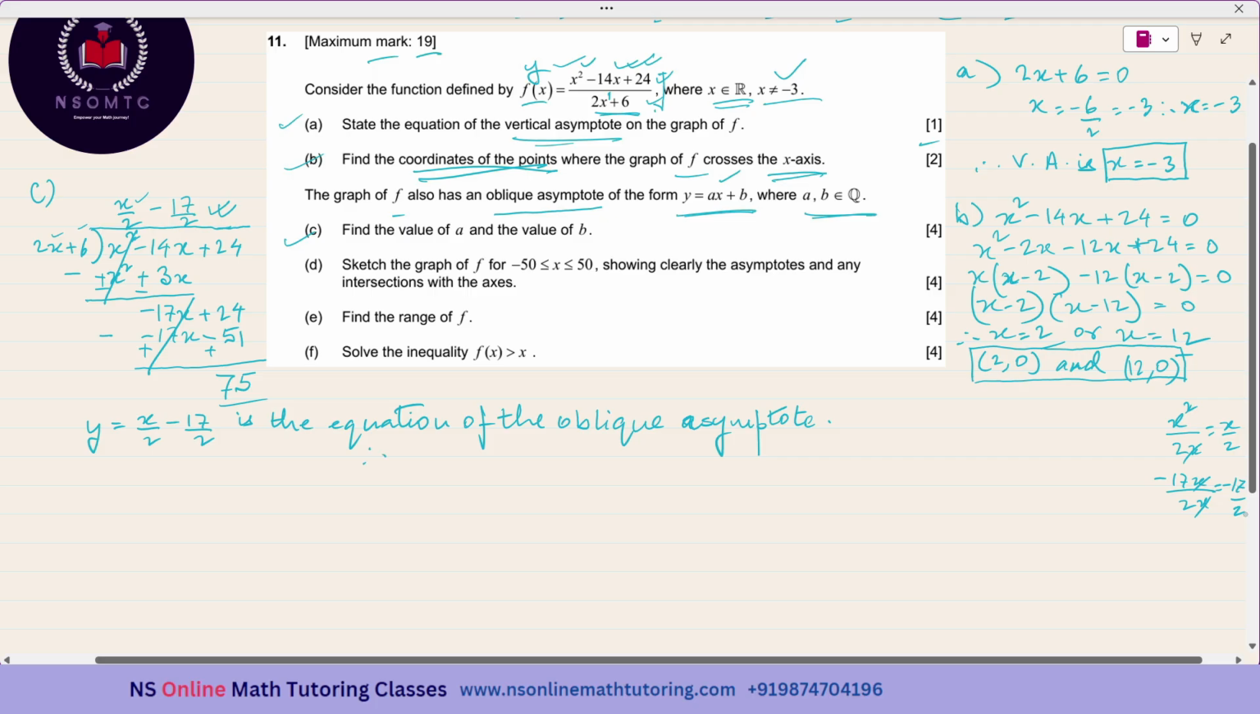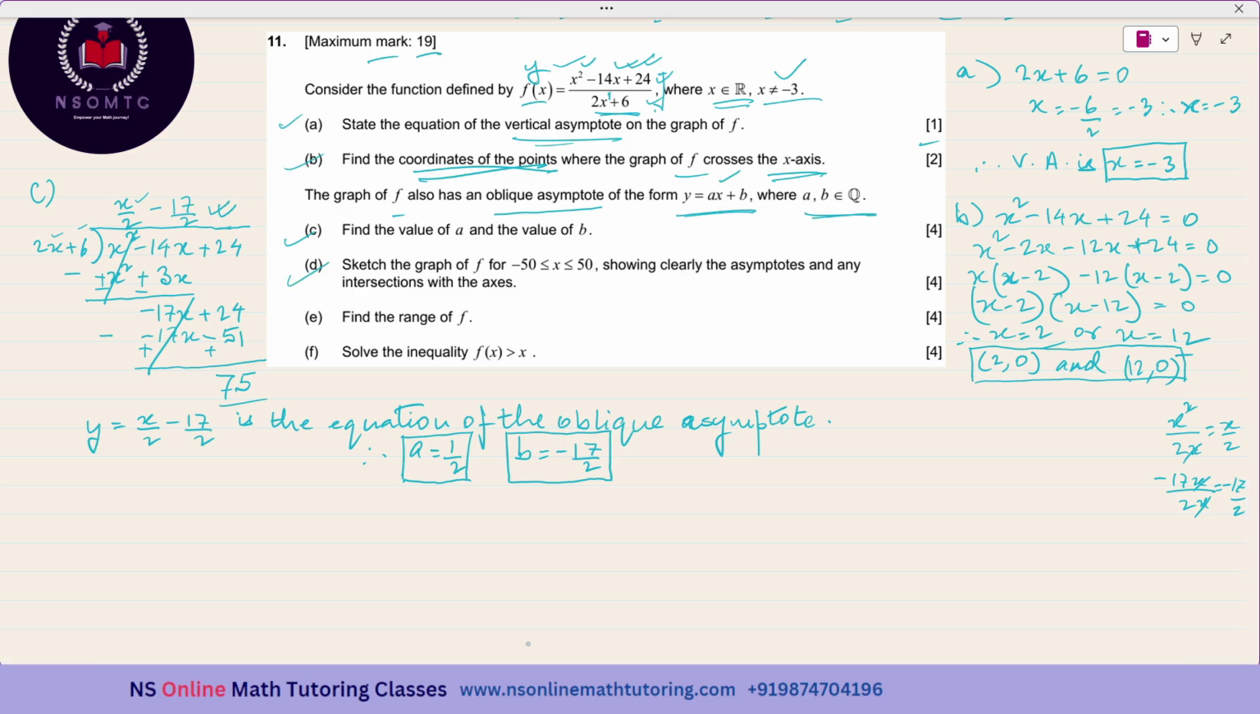Therefore, A is equal to half. B is equal to negative 17 over 2. Okay.